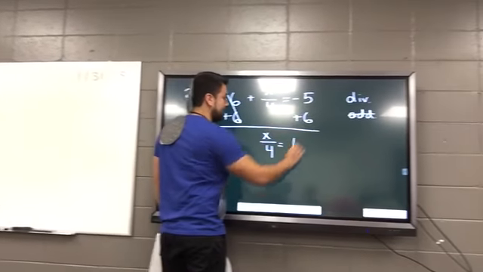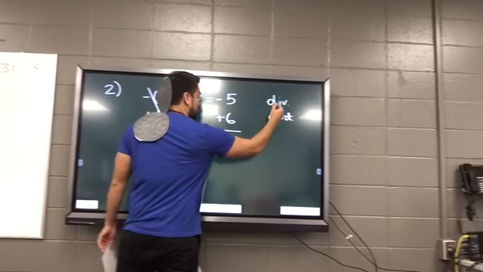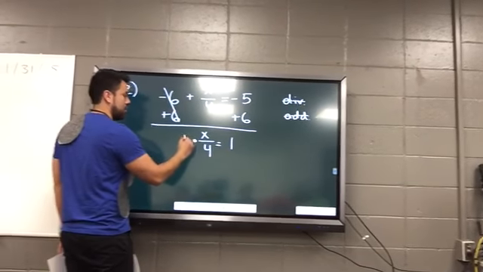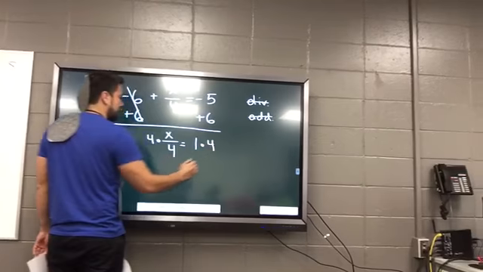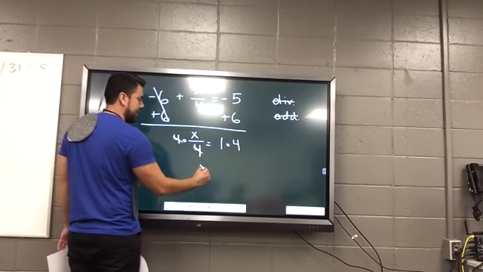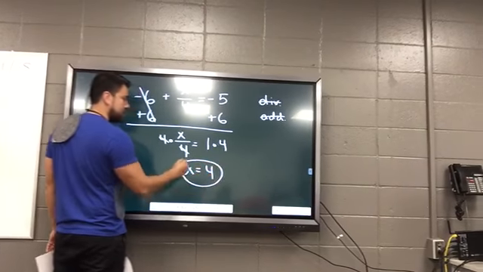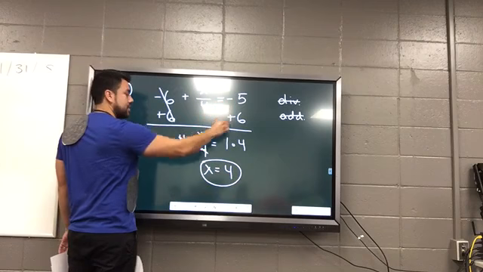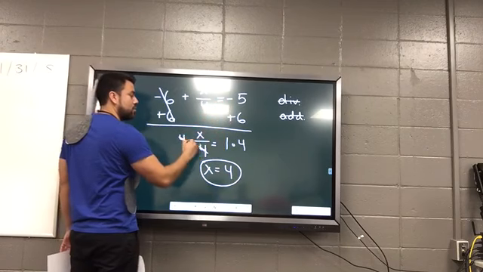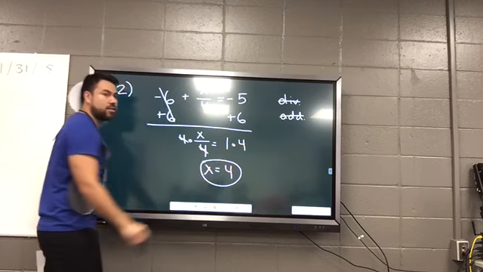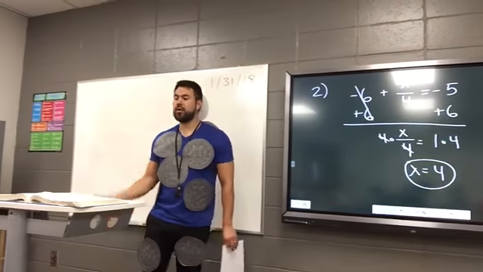What do you do to get rid of the division? Multiply both sides by? 4. So that gets canceled out. I get x equals 4. Positive 4 because negative 5 plus 6 is positive 1. And then you multiply both sides by 4. 1 times 4 is 4. All right, go ahead and check it. See if it works in the original equation.